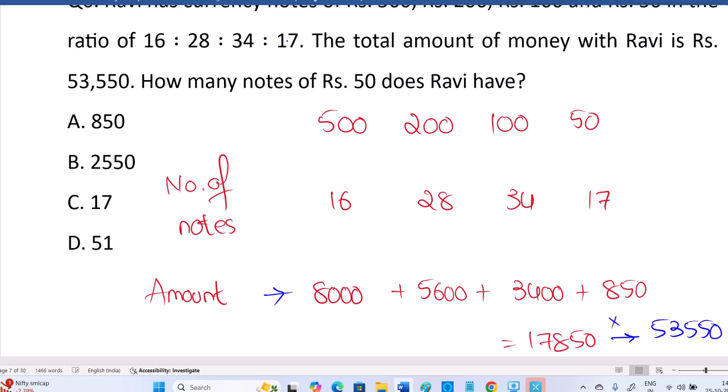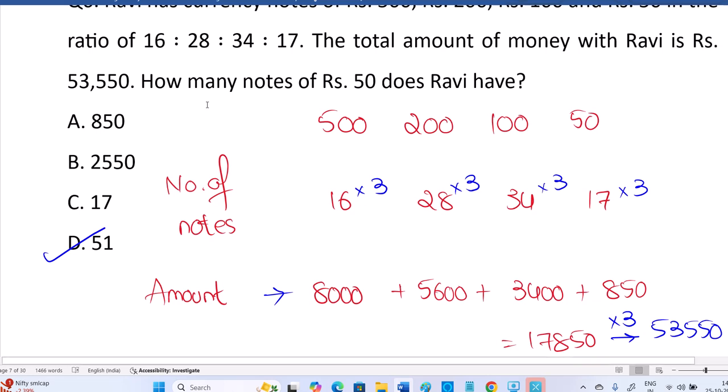The relationship is into 3. Means all these numbers of notes also into 3 only. 50 rupee notes are 51. We have to do into 3. See, initially I assumed, and I'm correcting my answer because I got a different answer. I got 17,850, but clearly given in the question, the amount is 53,550. 17,000 linking with 50,000 something. It's actually into 3 required.